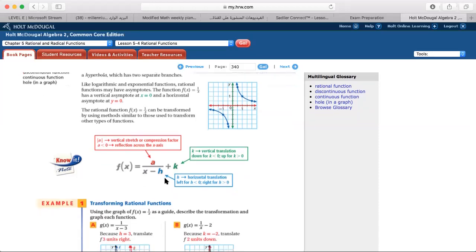What about h? h represents horizontal translation. It is left if h is less than 0, which is negative, and right if h is greater than 0, which is positive.